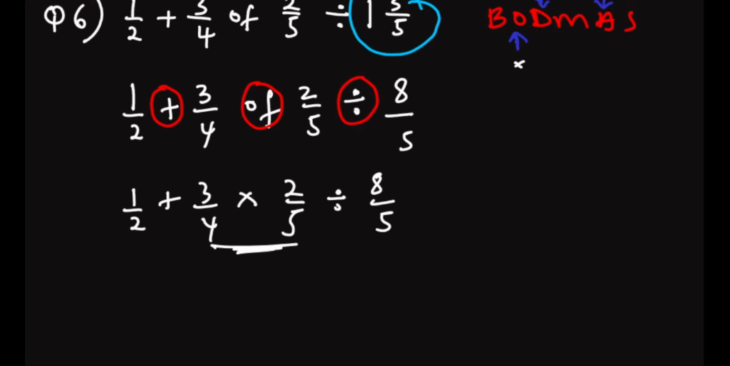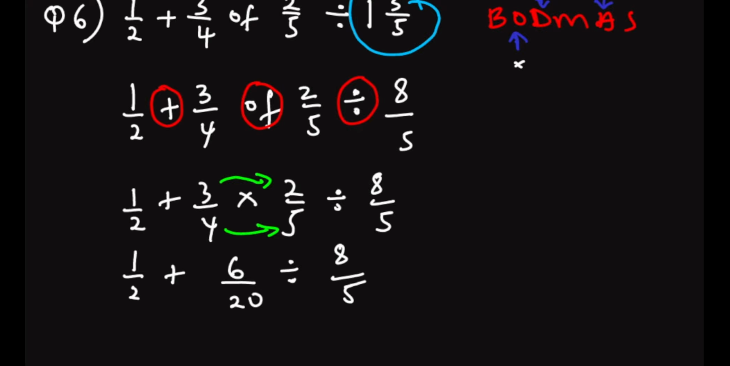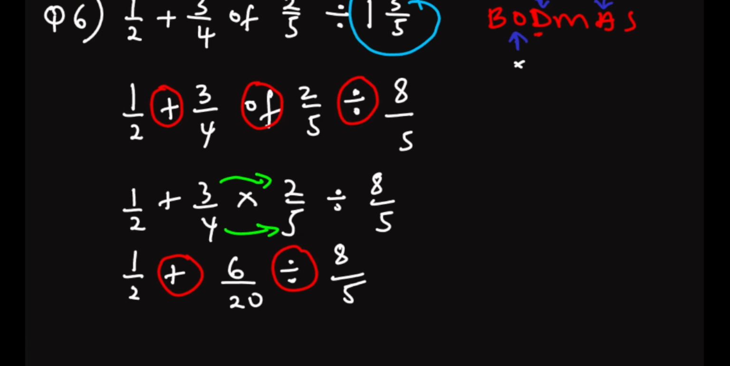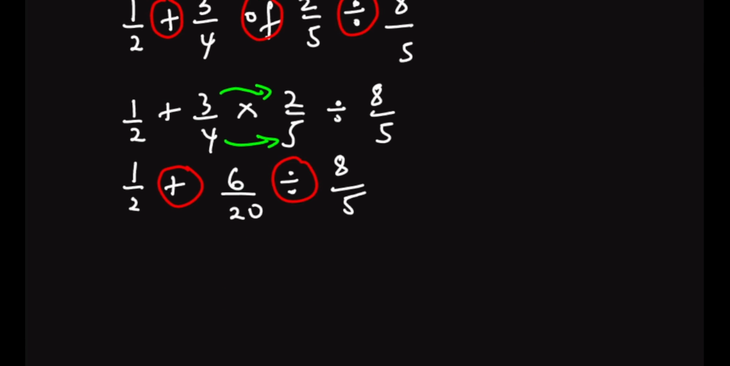So simplify the of first. This one here, we are going to repeat the other fractions. 1/2 plus, then we now multiply this here, so 3 and 2, and then we multiply 4 and 5. So 3 times 2 gives us 6 all over 4 times 5 gives us 20. Then we have our division, divided by 8/5. Now we have this fraction. Now we have two operations, addition and division. Okay, so which of them comes first? Let's look at our BODMAS here. So we can see that division comes before addition, so we treat the division first.